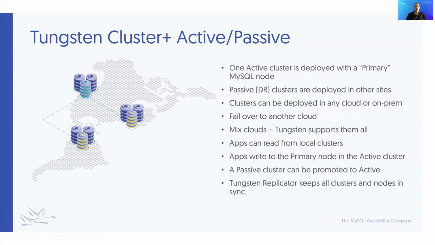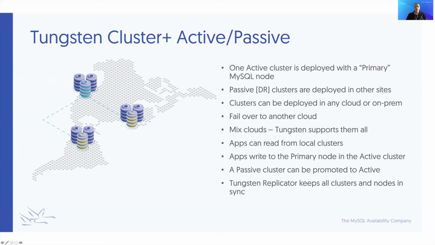Our next topology, Tungsten Cluster Plus Active Passive. This is basically a composite cluster, a cluster of clusters, where one cluster would be your active cluster, and within that active cluster you would have your primary MySQL node, which is taking your reads and your writes. Then you would have one or more additional passive clusters. Passive clusters can be used for disaster recovery. They can be used to move data closer to your customers for better reading. So there's lots of uses here.